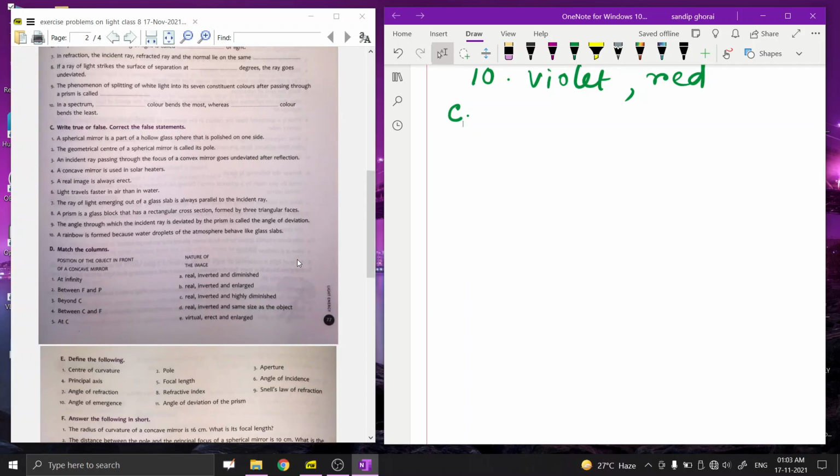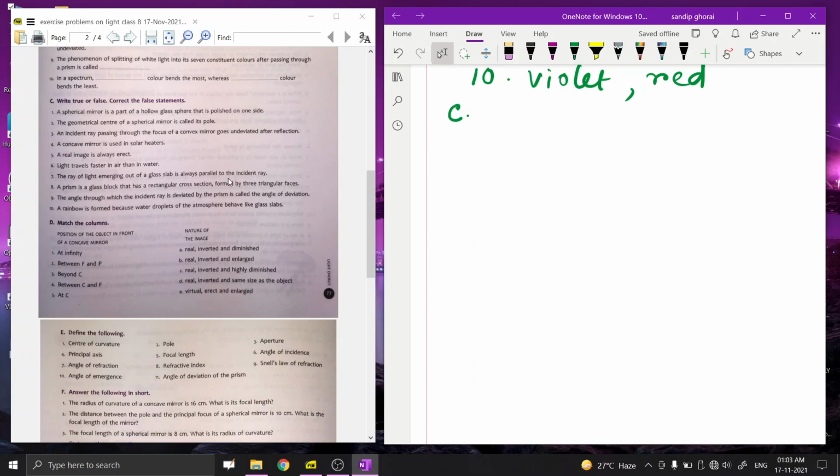For question number 1: a spherical mirror is a part of a hollow glass sphere that is polished on one side. So this is true. Now the second question: the geometrical center of a spherical mirror is called its pole. That is also true. Question number 3: an incident ray passing through the focus of a convex mirror goes undeviated after reflection.